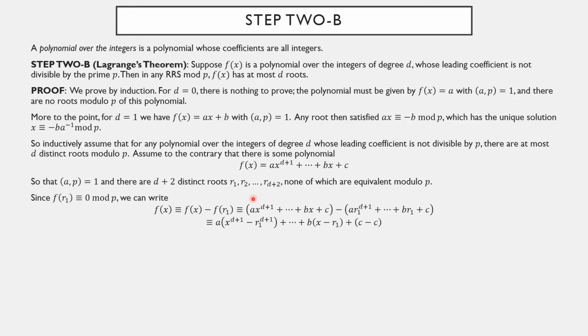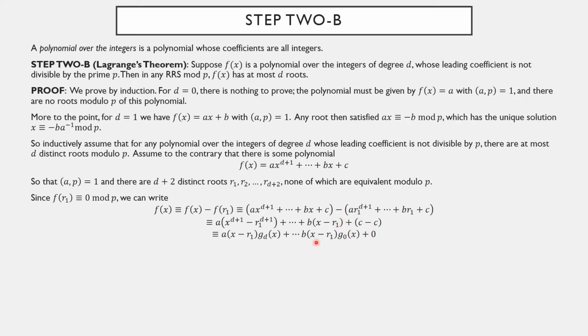For example, in the polynomial, I get a x to the d plus 1, but I get a r1 to the d plus 1. So I group those two terms together and factor out the coefficient a. I would then have another coefficient, x to the d and the same coefficient, r1 to the d. And I would factor out the same coefficient and get x to the d minus r1 to the d. All the way down to the first power, I have bx minus br1, so I factor the b out. But then my constants, I just get c minus c. C minus c I can just write as 0.